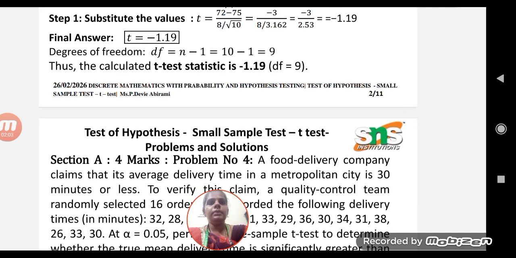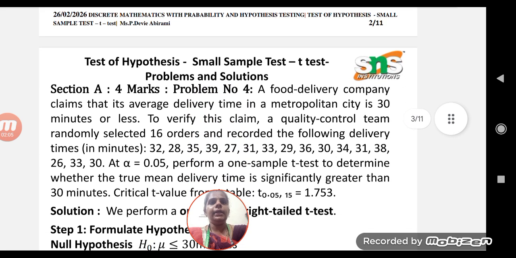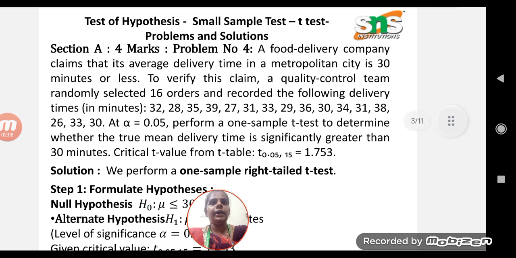And my second problem is, a food delivery company claims that the average delivery time in a metropolitan city is 30 minutes or less. To verify this claim, a quality control team randomly selected 16 orders and recorded the following deliveries: 32, 28, 35 and so on up to 30. Here the alpha value is 0.05. Perform a one sample t-test to determine whether the true mean delivery time is significantly greater than 30 minutes or not.